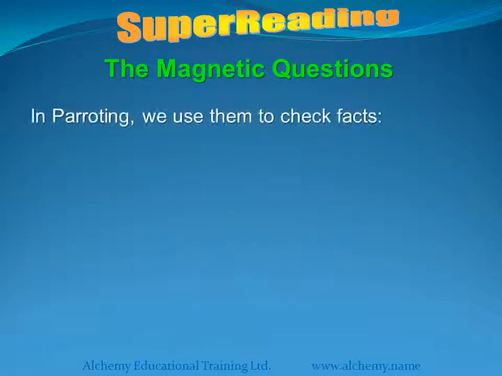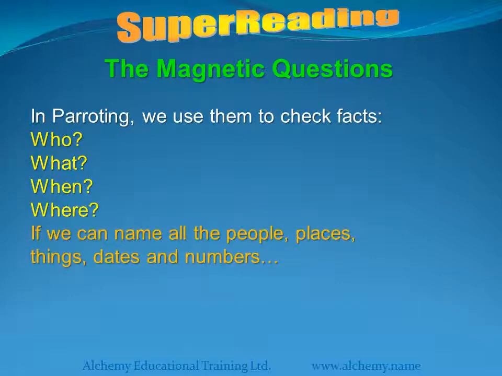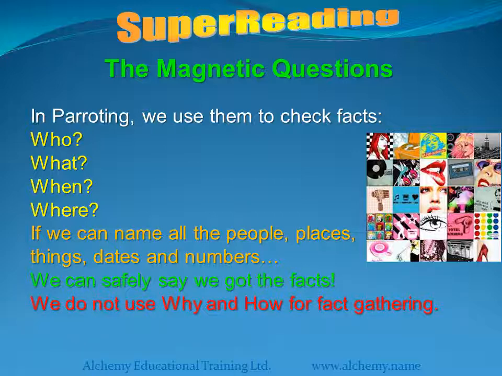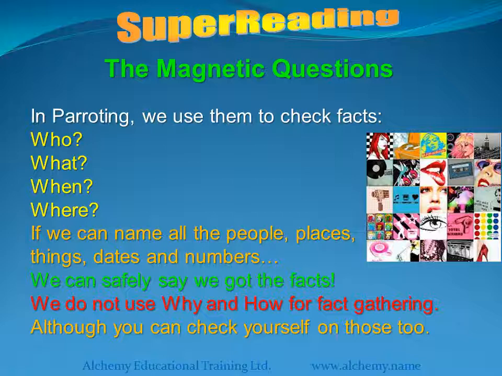In parroting, we use them to check facts: who, what, when, and where. If we can name all the people, places, things, dates, and numbers, we can safely say we got the facts. We do not use why and how for fact gathering, although you can check yourself on those too.